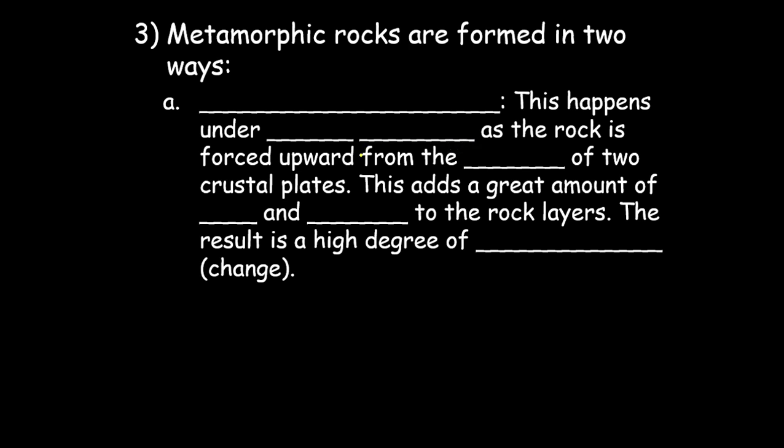There are essentially two ways that metamorphic rocks form. The first one is called regional metamorphism. Regional meaning a big area.